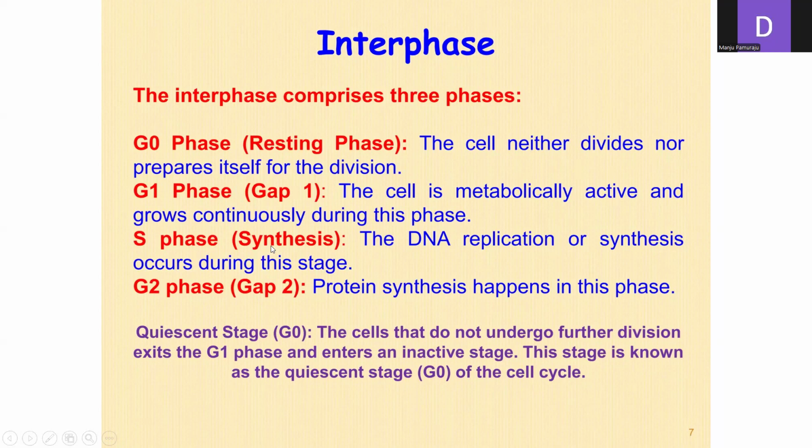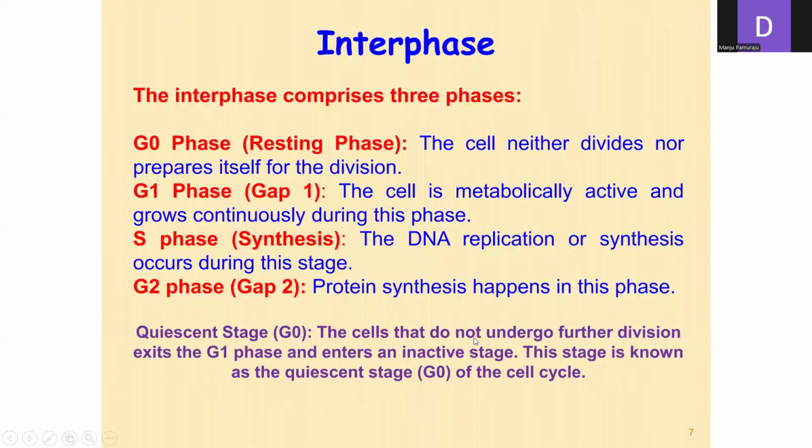The S phase is also known as the synthesis phase. The DNA replication or synthesis occurs during this stage. G2 phase, or gap 2: protein synthesis happens in this phase. So in S phase, DNA synthesis occurs, in G2 phase protein synthesis takes place, and in G1 phase it is metabolically active and the cell grows continuously. And G0 neither divides nor prepares itself for division, hence it is also known as the quiescent stage.